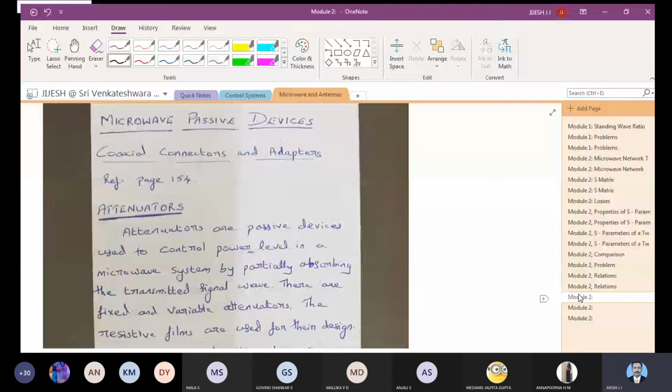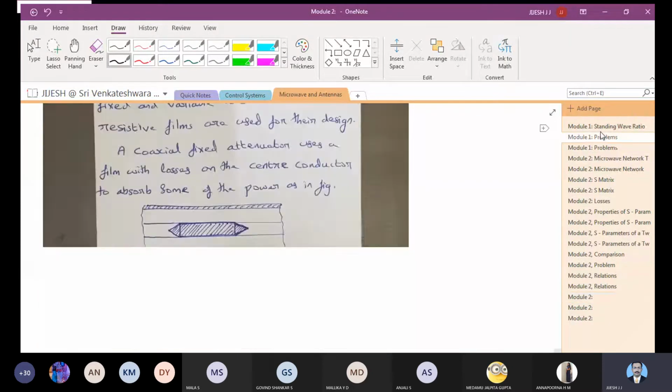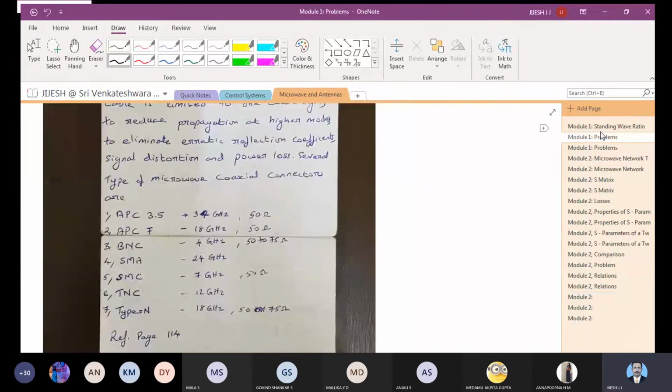So that is what an APC connector is. You can take it as a small assignment where you have to prepare each connector with its diagram. Try to do that, and if you have any doubts, you can discuss with me. Try to write the APC connector, its diagram, and BNC, its diagram, then SMA, SMC, TNC, and type N.